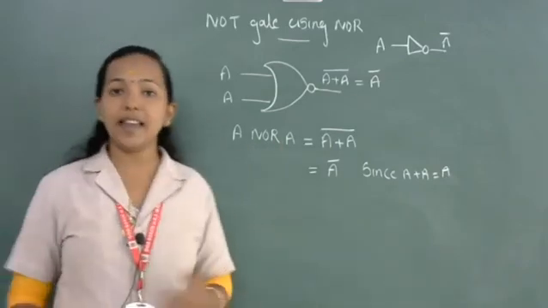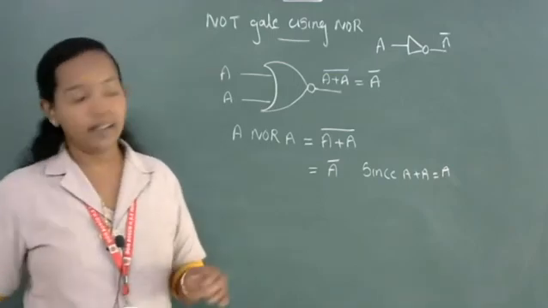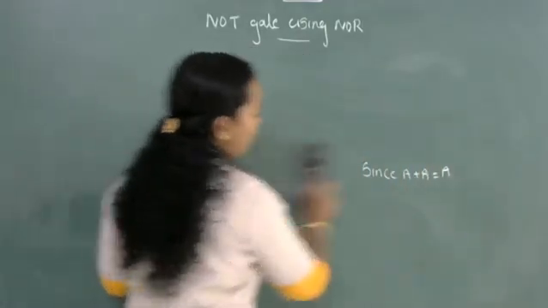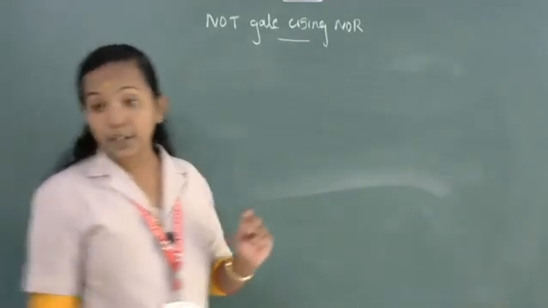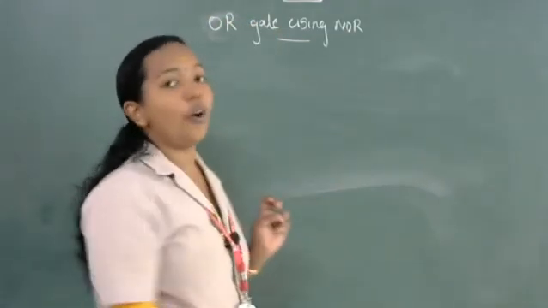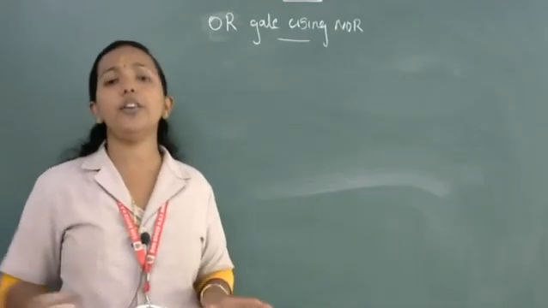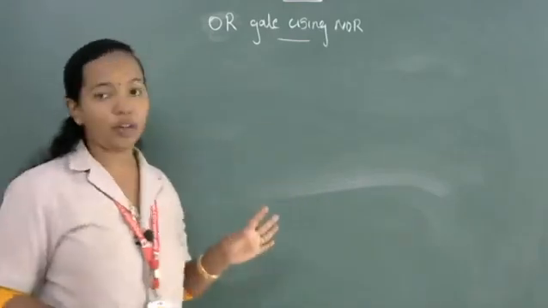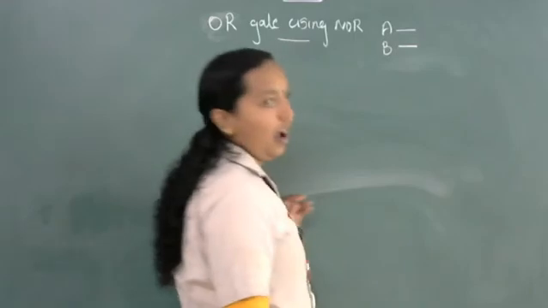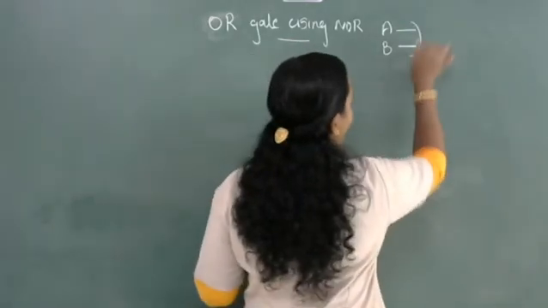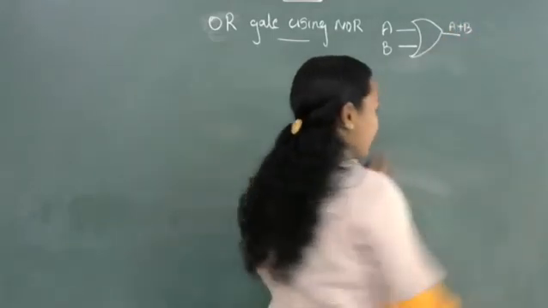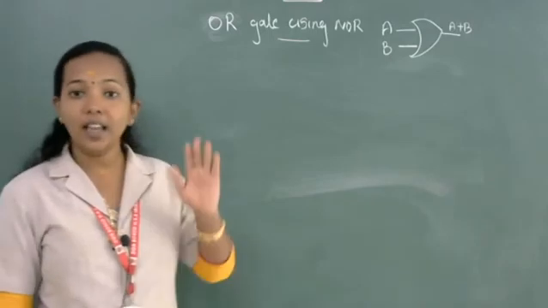So the first basic gate we implemented using NOR, the NOT gate. Next I am going to implement the OR gate using NOR gate. No other gates I am using, only NOR gate for implementing OR gate. After the OR operation, if A and B are two Boolean variables, what will be the result? A plus B.